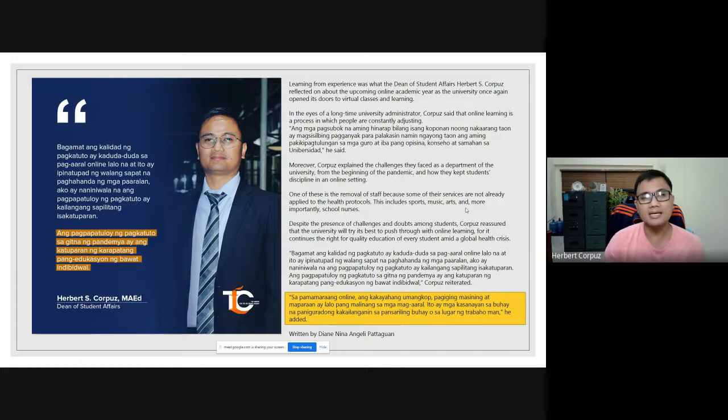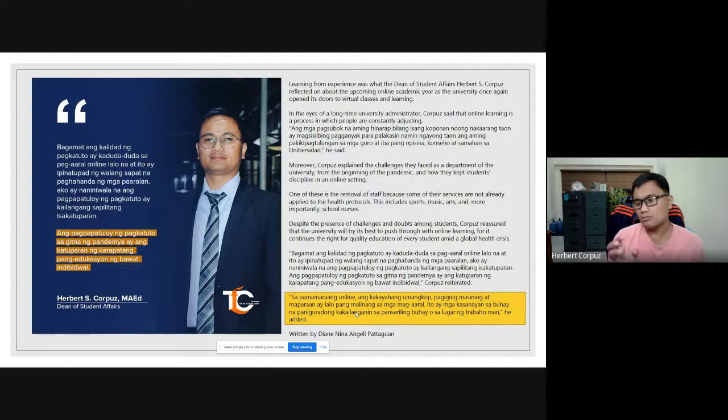Naniniwala rin ako na sa pamamaraang online, ang kakayahang umangkop, that's being flexible or being adaptable, pagiging masining at maparaan ay lalo pang malinang sa mga mag-aaral. Ito ay mga kasanayan sa buhay na panigurado kakailanganin sa pansariling buhay o sa lugar ng trabaho man. Yun ang aking paniniwala. And outcomes-based education is all about this.